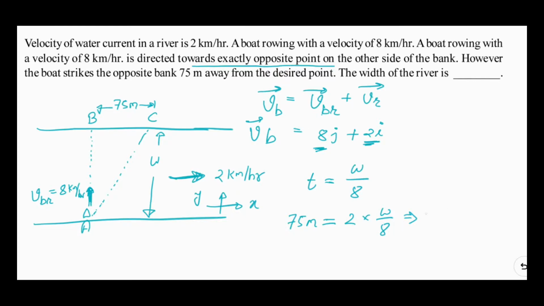So the width is going to be 4 times 75, or you can write it as 300 meters. So this is the width of the river, and if you read the question, they are asking the same thing. They are asking us the width of the river, so it is 300 meter.